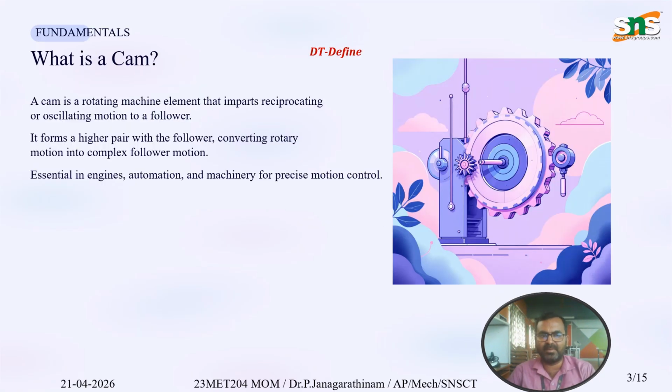So first of all, what is meant by cam? A cam is a rotating machine element that imparts reciprocating or oscillating motion to the follower. Based on the cam rotation, the follower moves in either the forward or reverse direction, which means upward or downward. It forms a higher pair with the follower, converting rotary motion into another type of motion. It is very essential in engines, automation, and machinery for precise motion control.